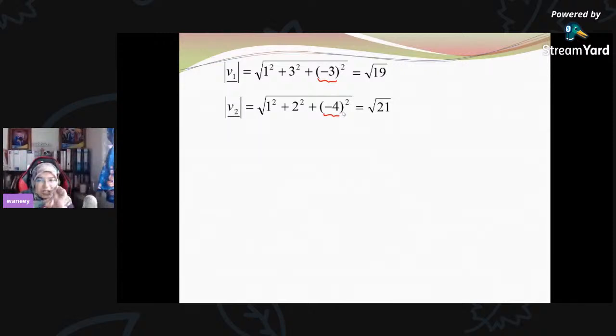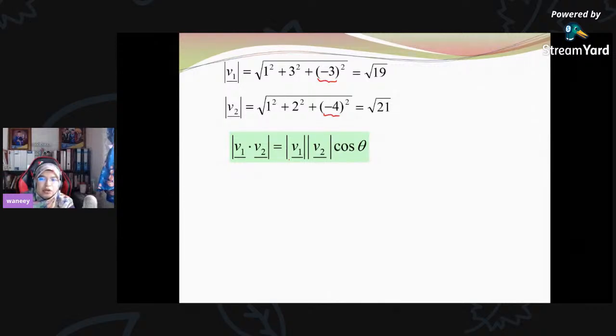Okay, so now we're going to substitute into the formula for the dot product. The modulus of V1 dot V2 is equal to the magnitude of V1, magnitude of V2, cos theta. So again, I remind you, these two on the right hand side are the magnitudes. The one on the left hand side is simply the modulus. Why is it a modulus? I simply don't want to get an obtuse angle. So I only want a positive, acute angle. So that's the reason why I write down a modulus. Okay, so done with that. Now we're going to substitute the values in.